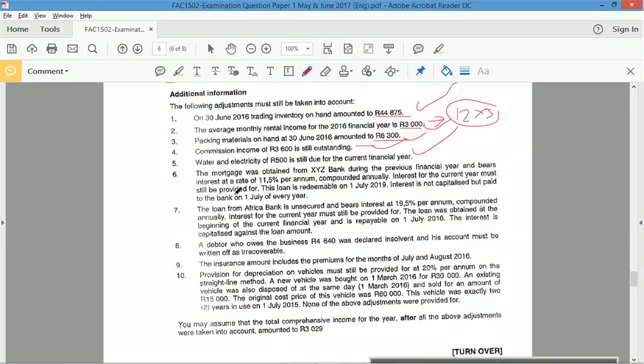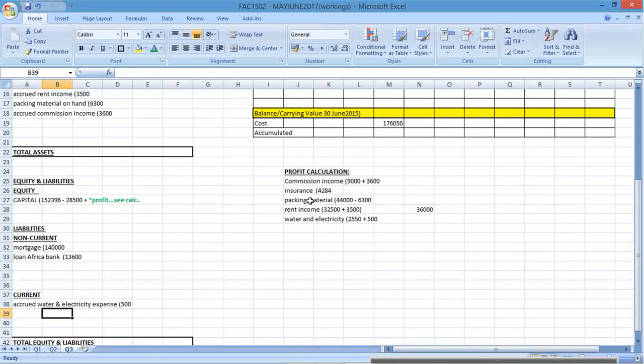The mortgage was obtained from XYZ Bank during the previous financial year. Okay, so when you see this, you know you need to draw up a timeline because there are dates. That was the previous financial year. Bears interest at 11.5%, compounded annually. Interest for the current year must still be provided for. So there's accrued interest. The loan is redeemable on 1 July. Interest is not capitalized, but paid to the bank. So if it's not capitalized, it is accrued interest. Okay, so draw a little working here.